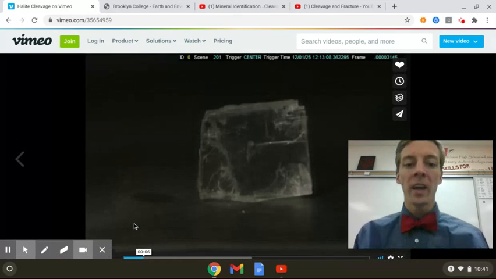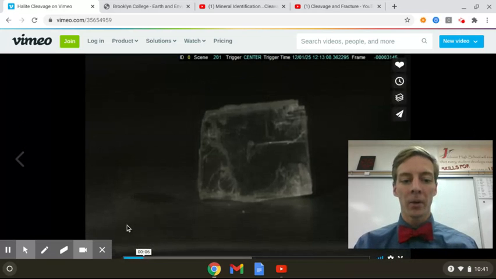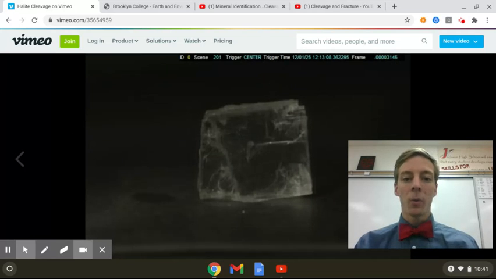When you hit this halite salt with a hammer, here it comes down, it's going to cleave and break in a clean straight line. There's not jaggedness everywhere.